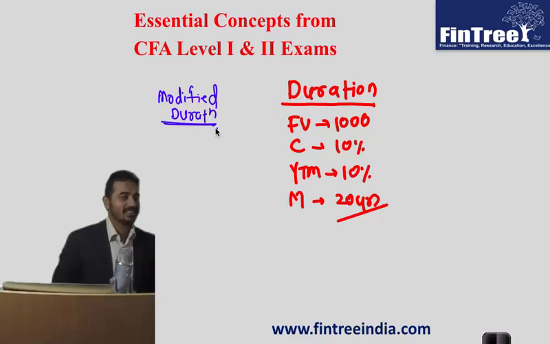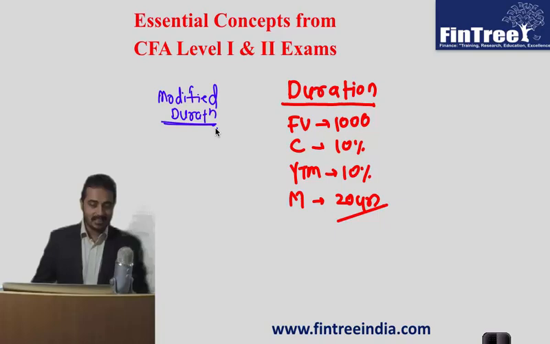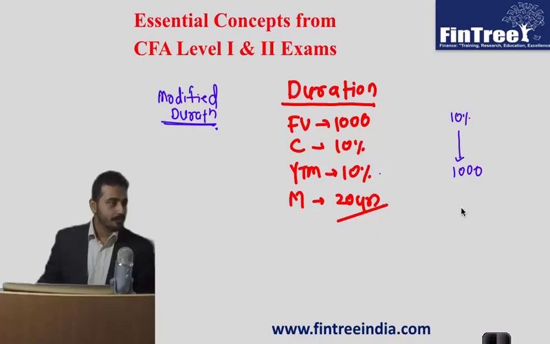0.85 is too low. Maturity is 20 years. 1.7. You have 2-3 answers, is it? Alright, let's do it together. First, let's get hold of the concept. Then we will go on to the formula. At 10%, do you agree that the valuation of the bond would be 1000? Yes, because it would be a bond issued at par.